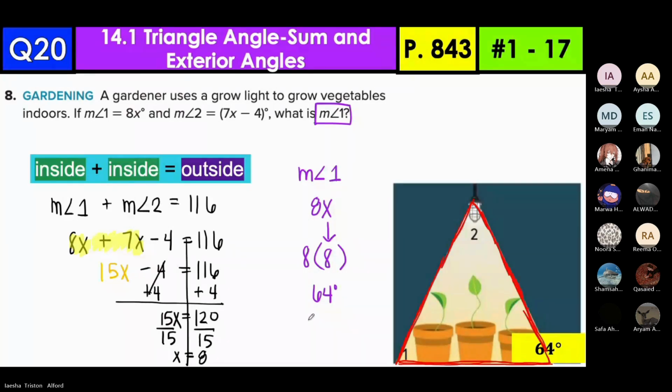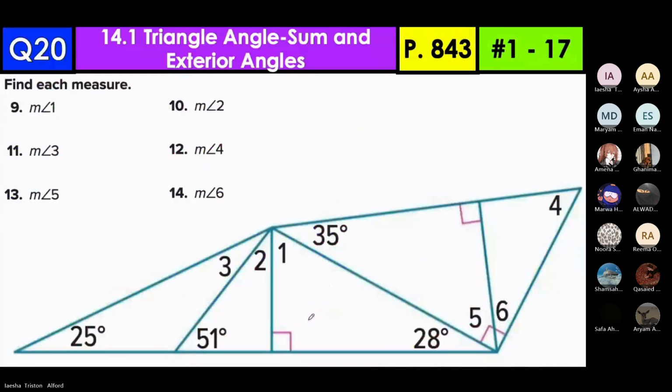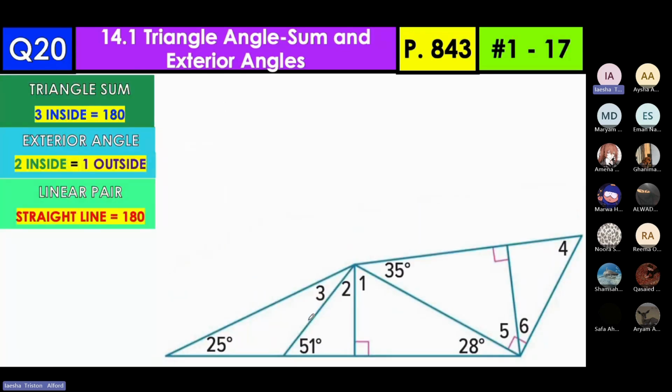Everybody's fine? Yes. So the wizard could give you this picture, make it 11 points, have you find all the missing numbers. But here you have to find all the missing numbers. To find all the missing numbers, you have to use your rules: triangle sum, exterior angle, linear pair, sometimes vertical angle if you can see it. So I'm not going to solve them. We're going to write the equation, and then you can go back and solve it, yeah?